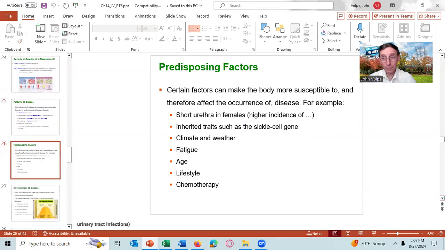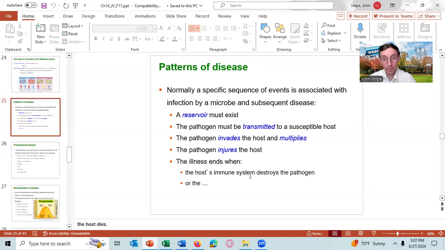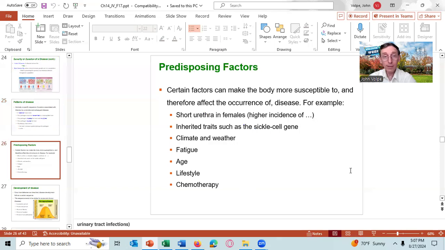Like with colds and the flu, for example, most people's host immune system will throw it off, and that will end the disease. But like HIV, especially in the old days, before the advent of modern medicine, HIV would kill the patient. Any question about any of that?